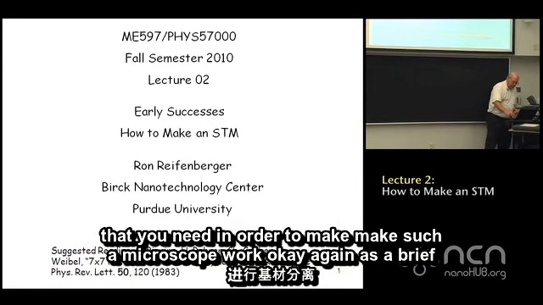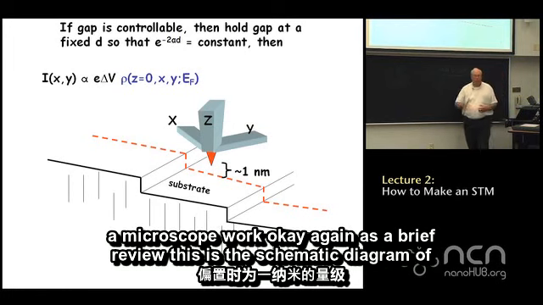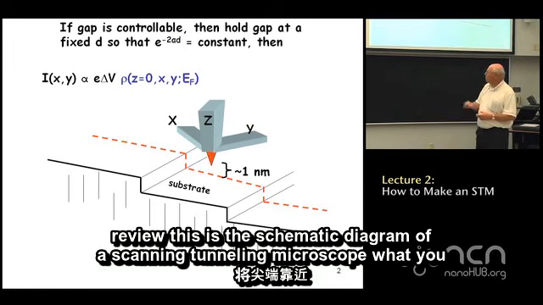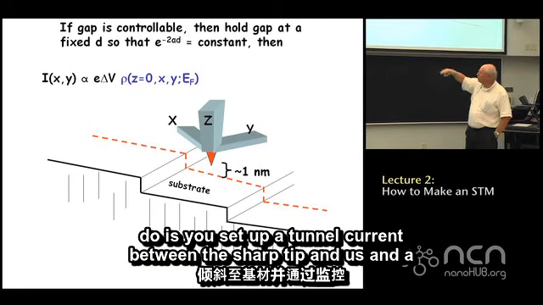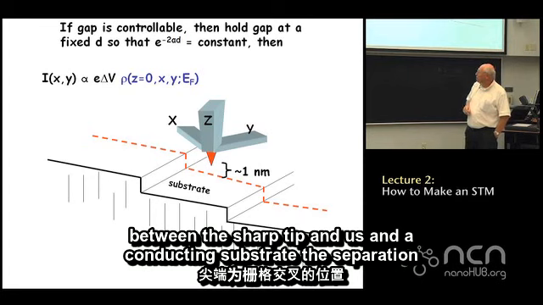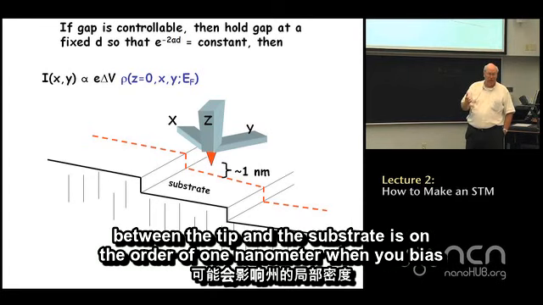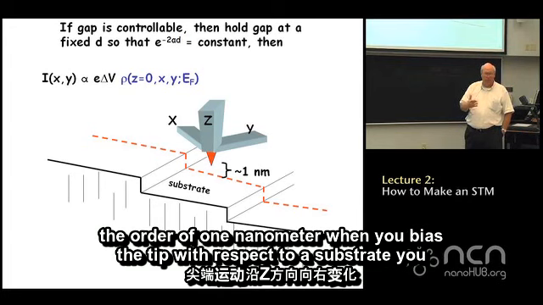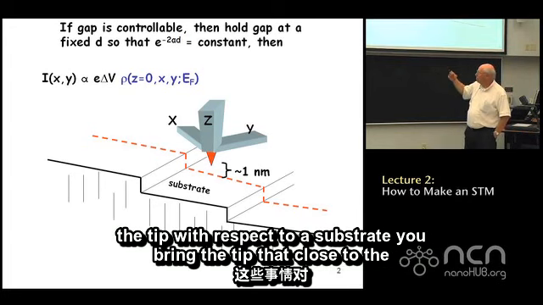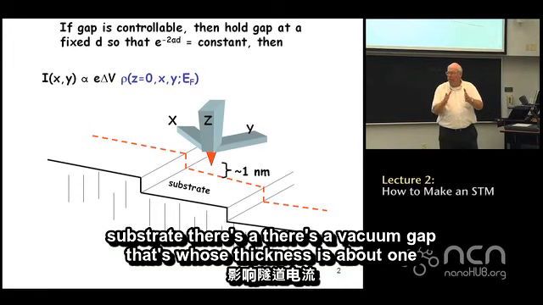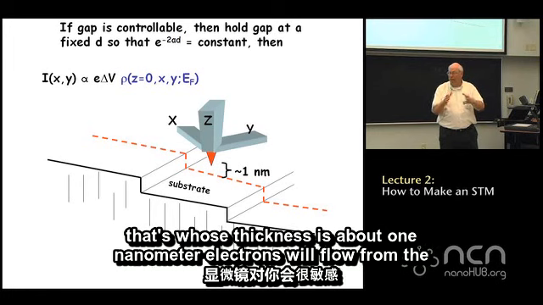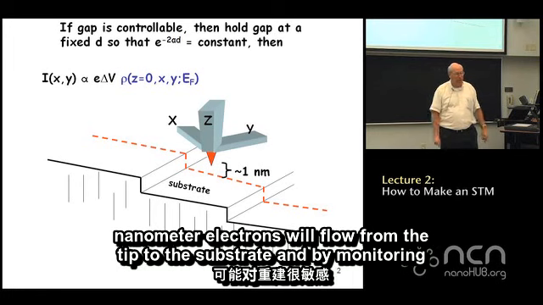Okay, again, as a brief review, this is the schematic diagram of a scanning tunneling microscope. What you do is you set up a tunnel current between a sharp tip and a conducting substrate. The separation between the tip and the substrate is on the order of 1 nanometer. When you bias the tip with respect to a substrate and you bring the tip that close to the substrate, there's a vacuum gap whose thickness is about 1 nanometer. Electrons will flow from the tip to the substrate.